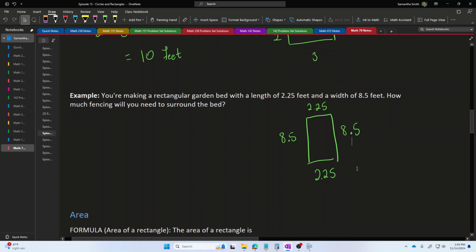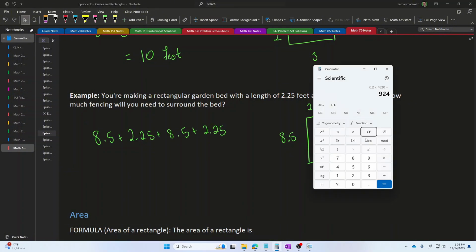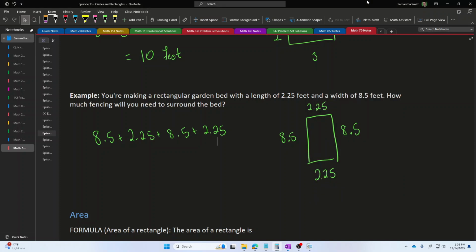So going all the way around and fencing in the entire garden bed, I would have to add together 2 copies of 8.5 and 2 copies of 2.25. So all in total, the result of that calculation is 21.5 feet.